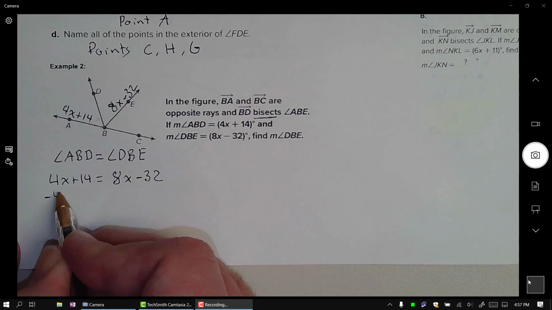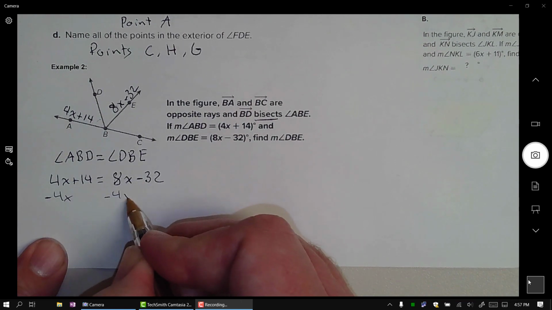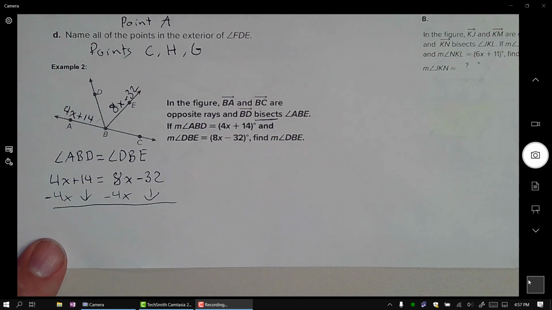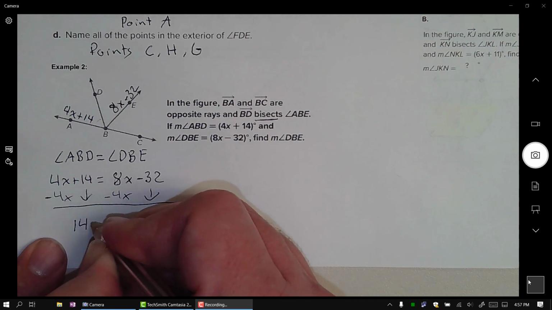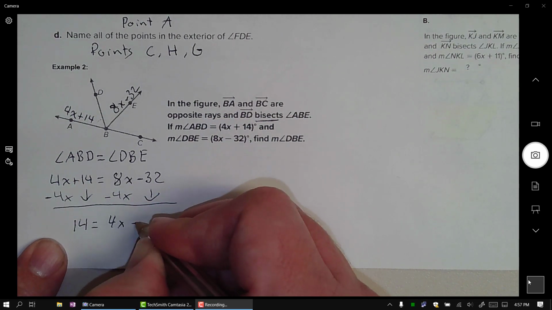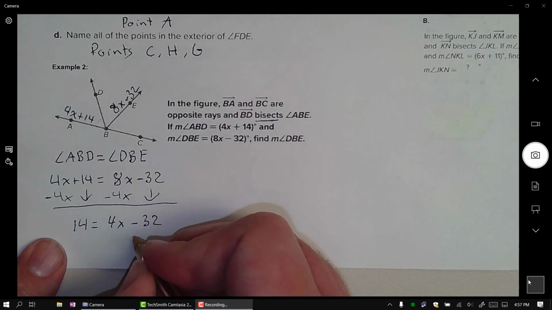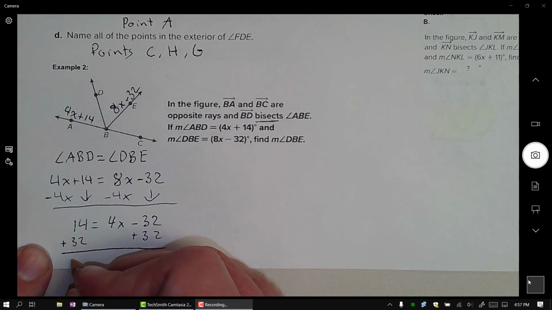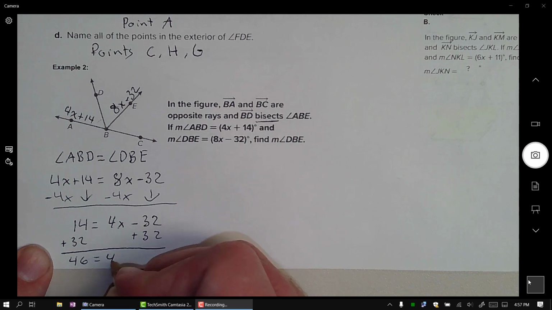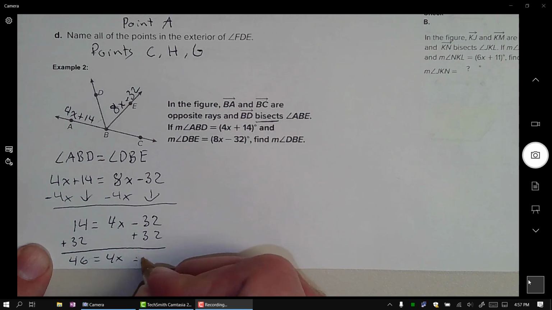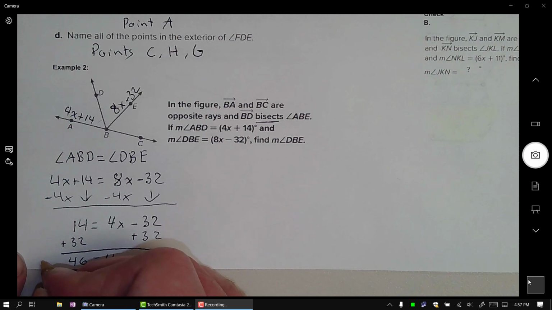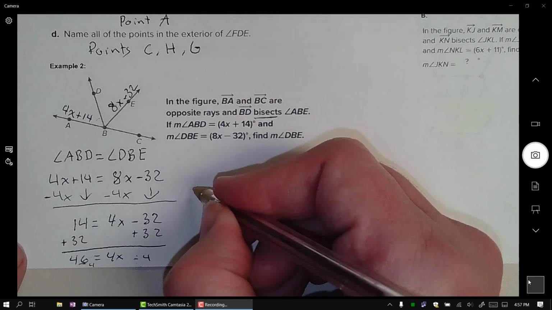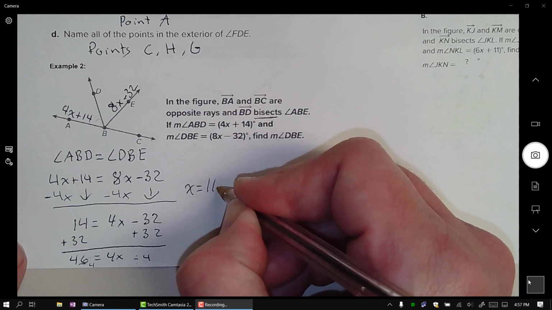So I'm going to subtract 4x from both sides. I could subtract 8x from both sides, but it's going to give me a negative, and I want to try to keep it positive. So this gives me 14 equals 4x minus 32. I'm going to add 32 to both sides. So that gives me 46 equals 4x. Now I'm going to divide by 4. When I do that, I'm going to get x equals 11 and a half.